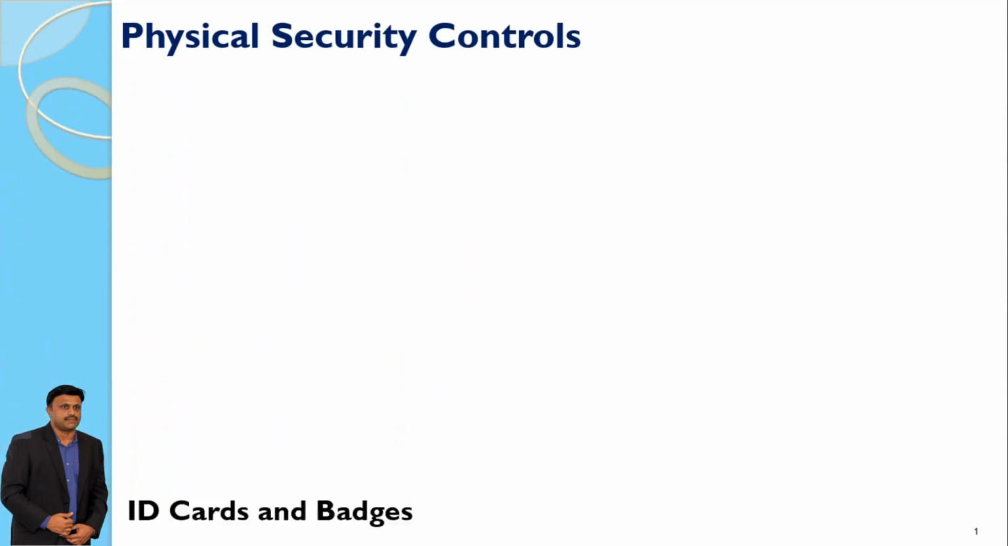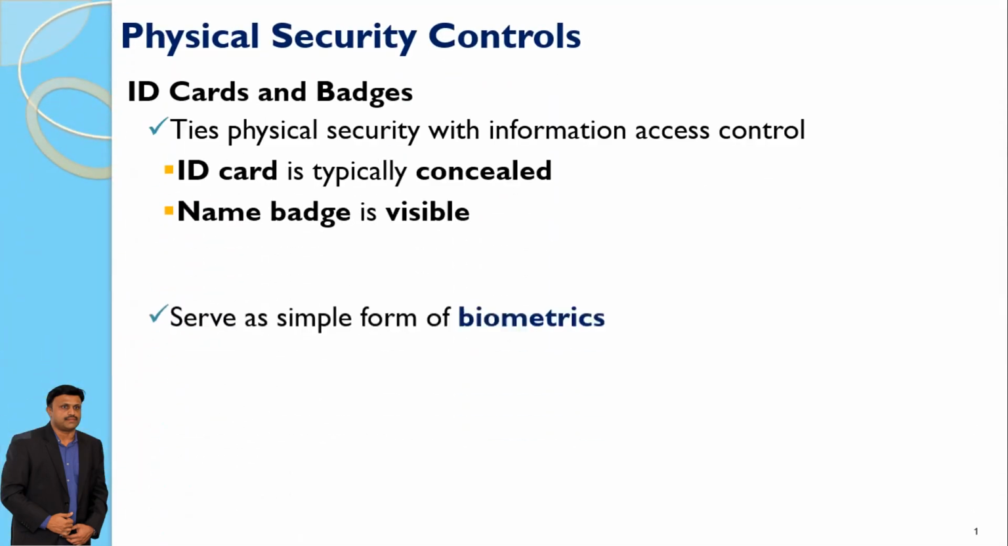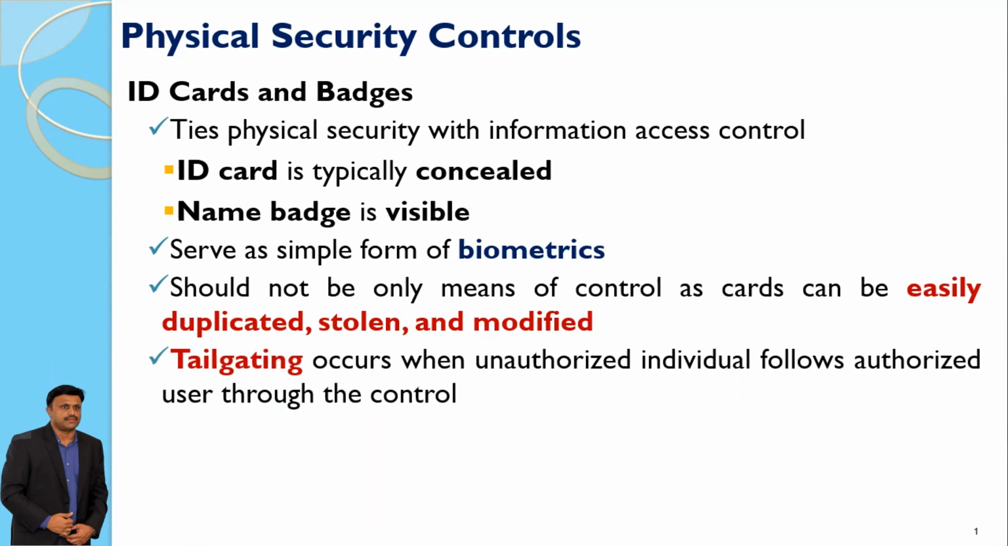ID cards and badges tie physical security with information access control. While ID cards are typically concealed, name badges are visible and can serve as simple forms of biometrics. However, they should not be the only means of control, as they can be easily duplicated, stolen, and modified.